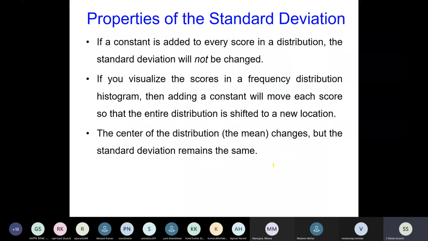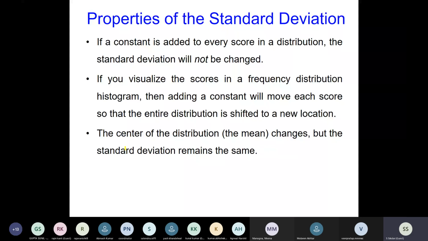Similarly, if you visualize the scores in a frequency distribution histogram, then adding a constant will move each score so that the entire distribution is shifted. If you plot them, you will see that the plot moves to the right, or maybe to the left. It's just a matter of what constant you are adding. The center of the distribution, the mean, changes, but the standard deviation remains the same.